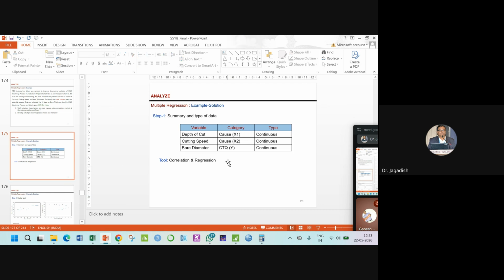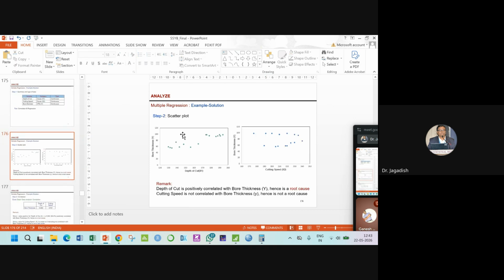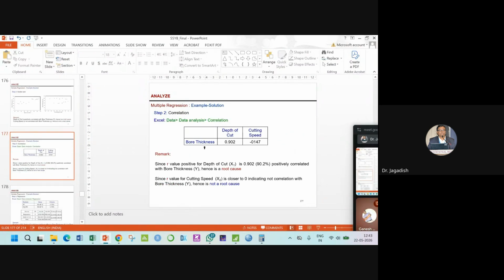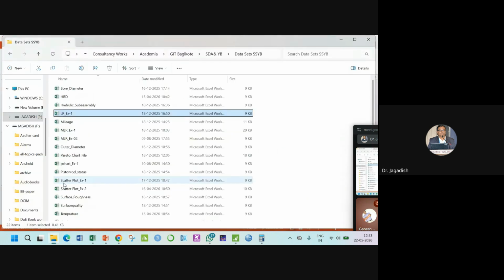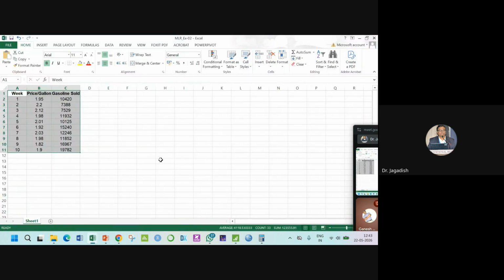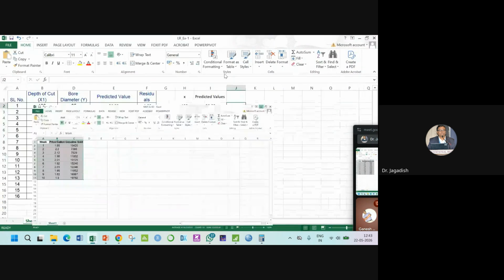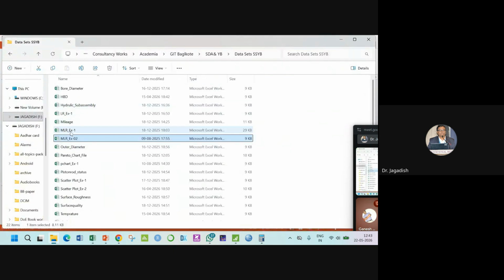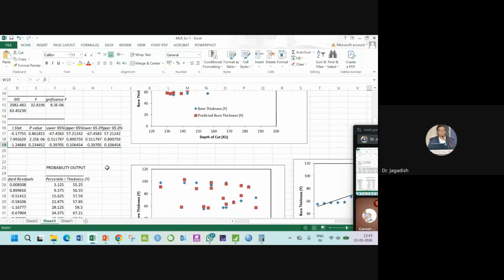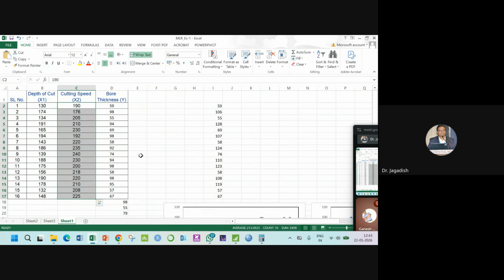Again, in a similar way, since all are continuous data, we should use the correlation, regression technique and scatter plot. Here you can see depth of cut is a significant factor from the graphical analysis. But I want to know at what value of depth of cut is better for bore thickness. So we'll take that data, MLR exercise 1. Okay, so this is my data.